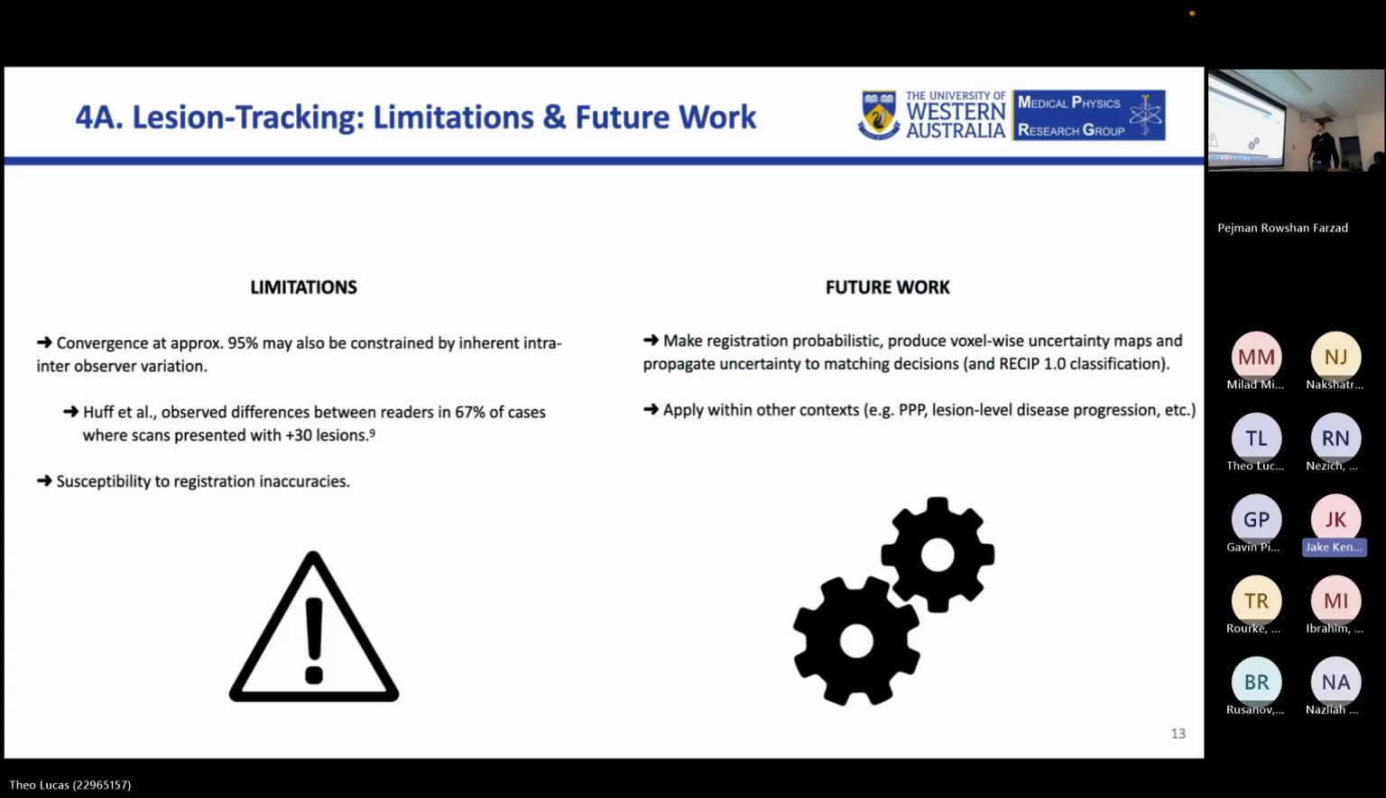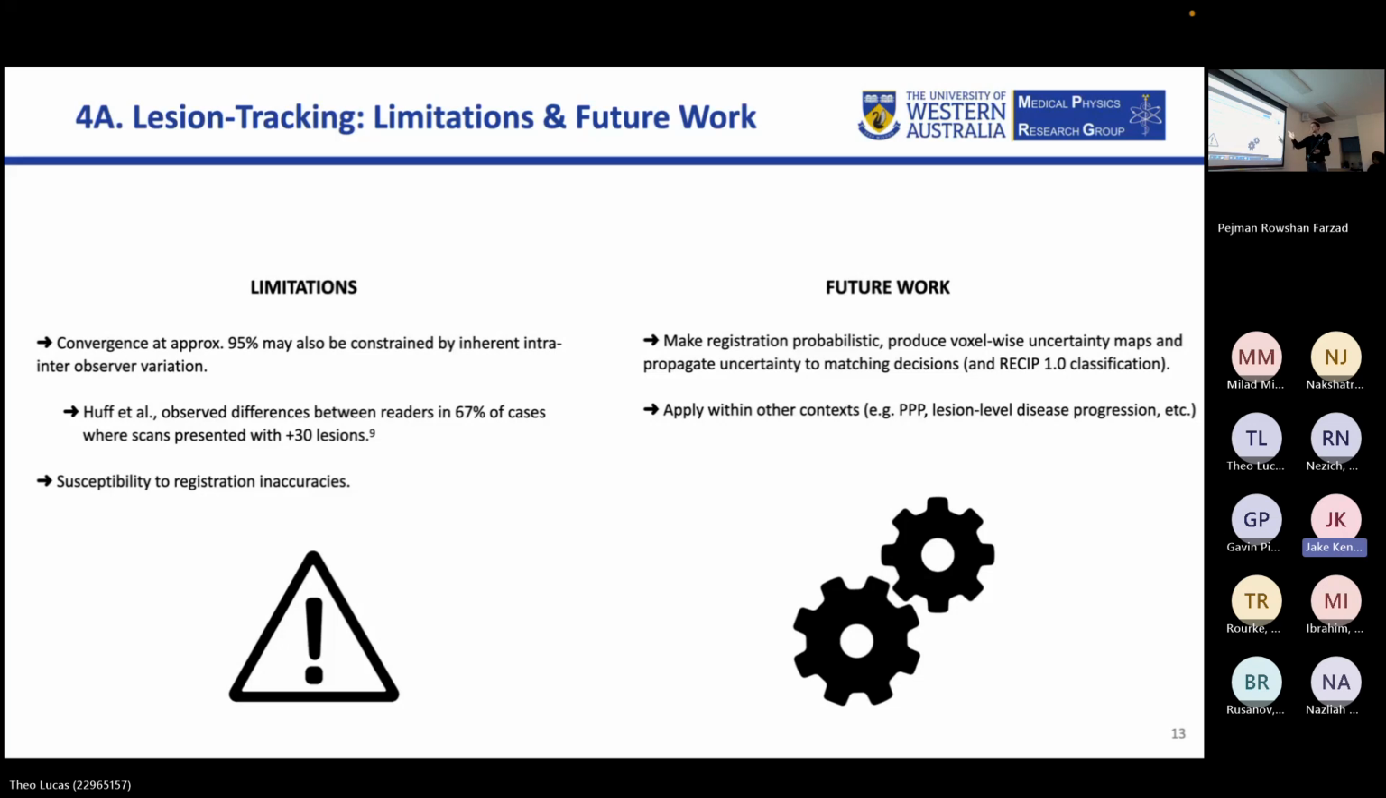In terms of future work, it would be really interesting to make that registration process probabilistic, such that we can produce a voxel-wise uncertainty map. And so every matching decision would actually come with an uncertainty metric, right? How certain is it that this decision was correct? And that uncertainty could be propagated into the RECIP classification. So that could be an interesting path to take.